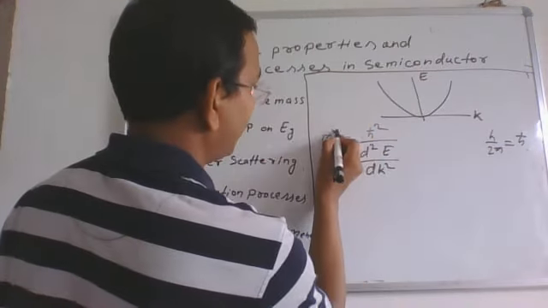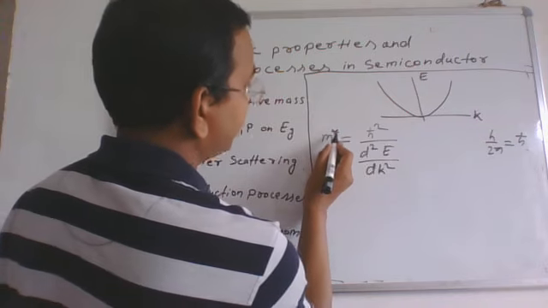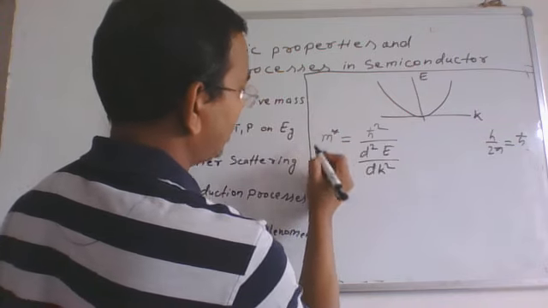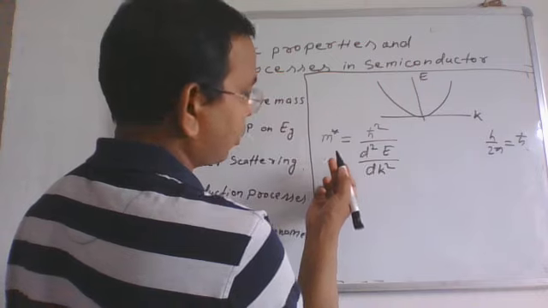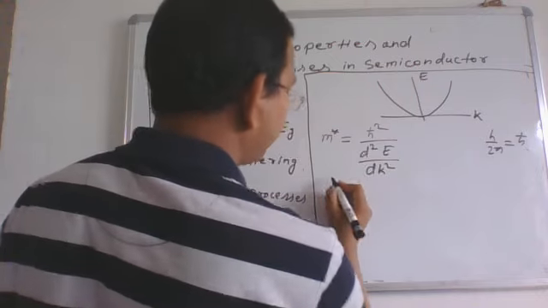So where from does this effective mass come? We write a star notation on the m, which is called effective mass of carrier. It may be electron or hole. So where from does this come? Let me start with the energy.